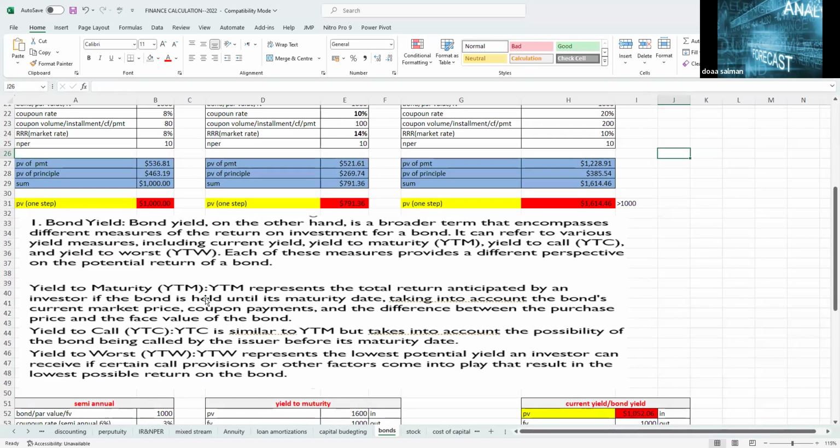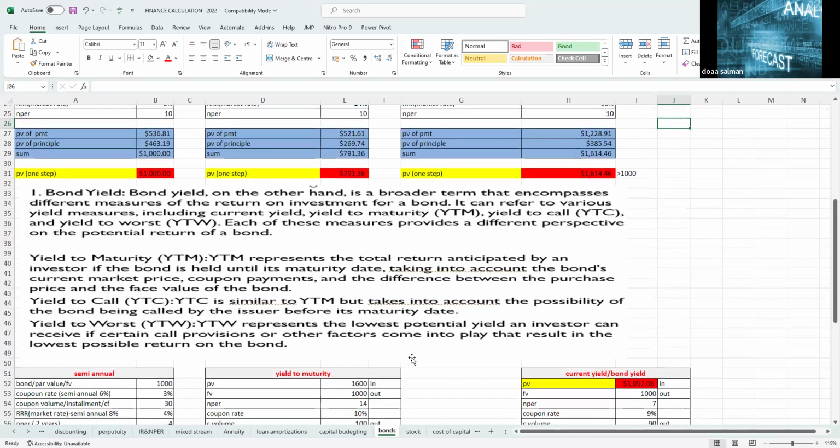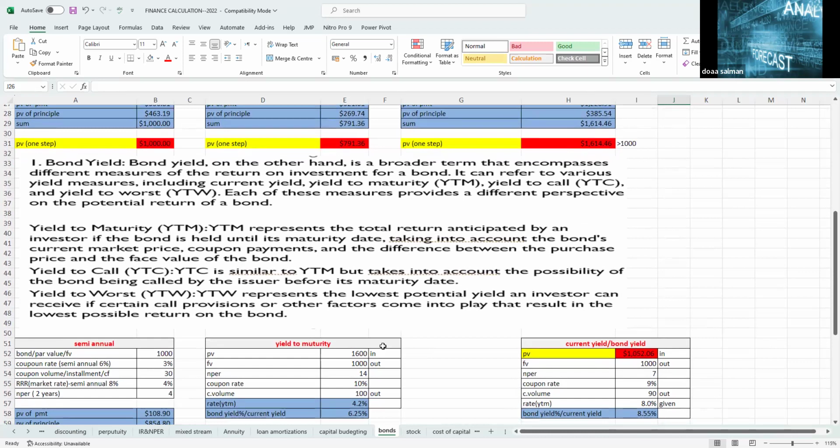We have another terminology which is called the bond yield. On the other hand, it is a broader term that encompasses measures of the return on investment. You see here, it can refer to different items. It can refer to yield to worst, yield to maturity, yield to call. And let's differentiate between the three types of yields.